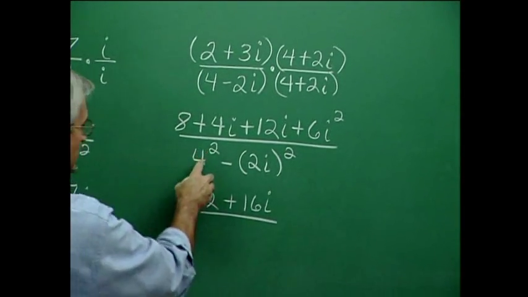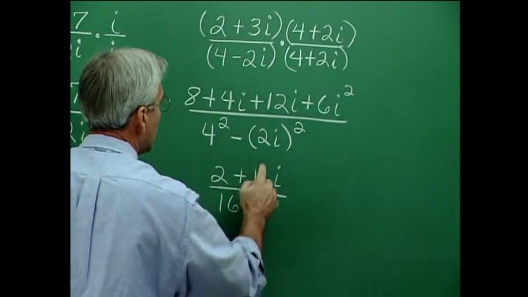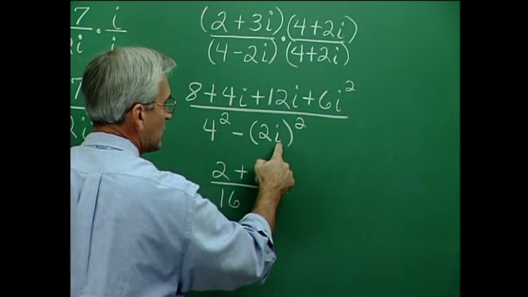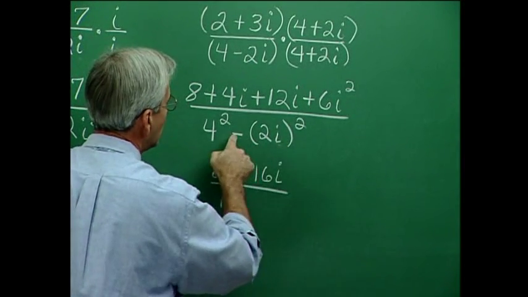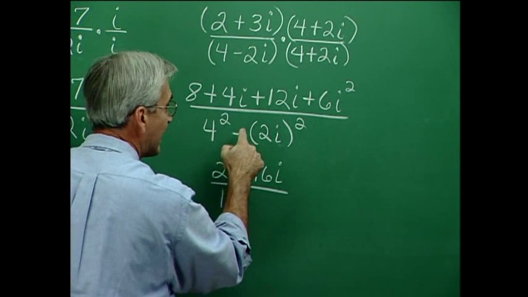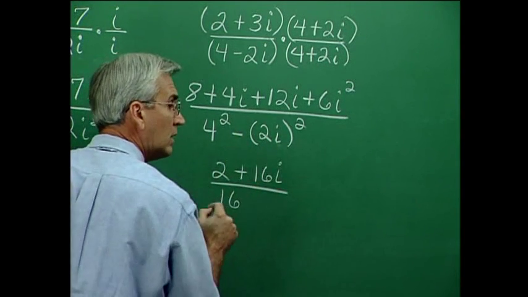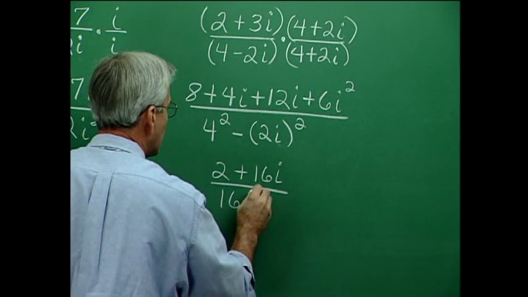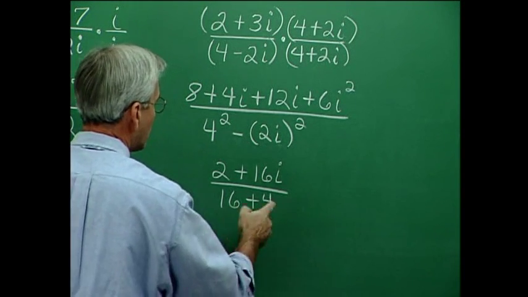In the denominator, 16. Now, 2 squared is 4. I squared is -1. -1 times minus, or the negative of, the opposite of the -1 will be plus. So this is plus 4. And we'll get 20 in the denominator.